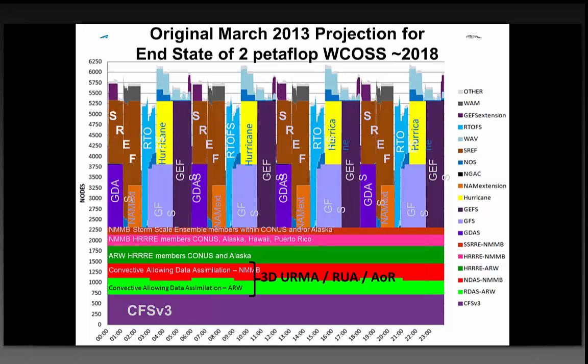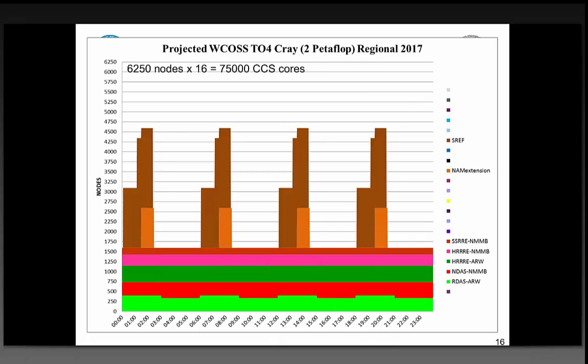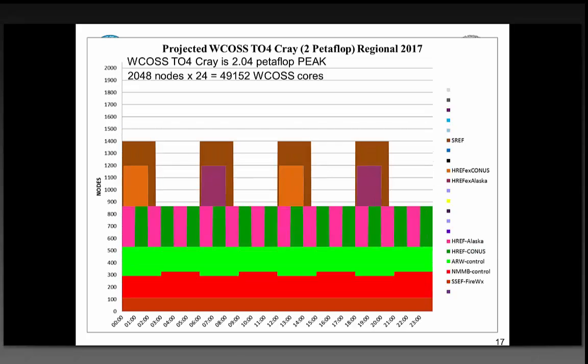This is a jigsaw puzzle, which we're not supposed to talk about anymore, but that is what we showed to Louis back in March. I pulled out just the regional pieces of that, and I've rescaled it with the alternating strategy between CONUS and Alaska every hour. These are the control members for ARW and NMMB. They would include hourly updated runs to mimic what is currently being done until we can get the stakeholders to buy off on something different, like an alternating strategy, which saves lots of time.